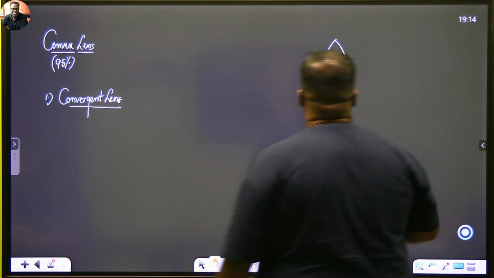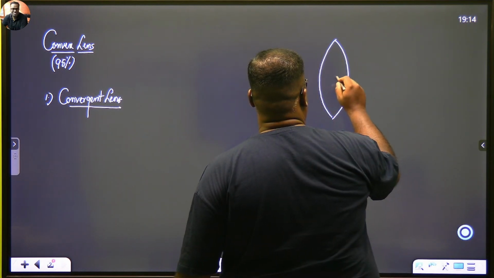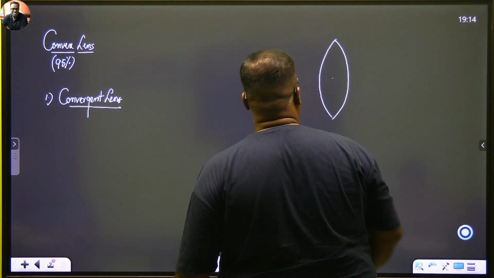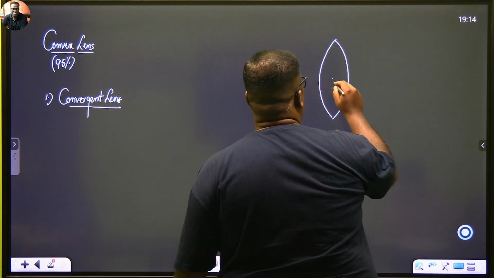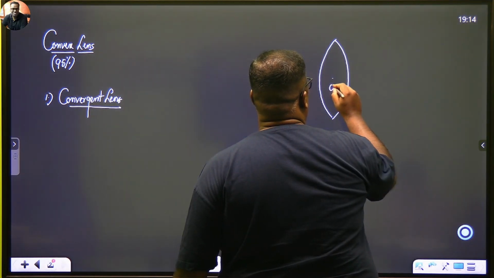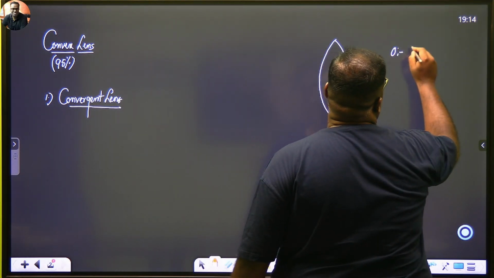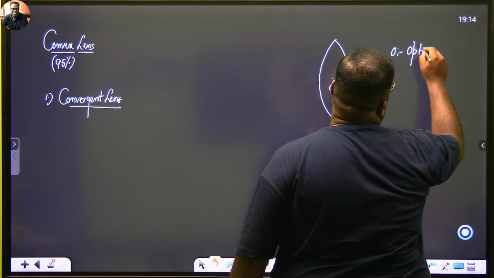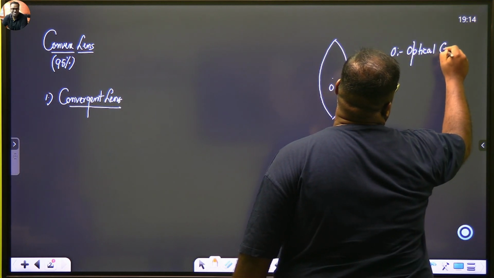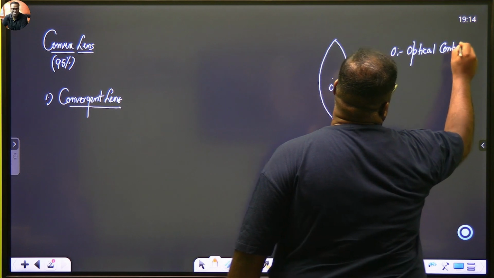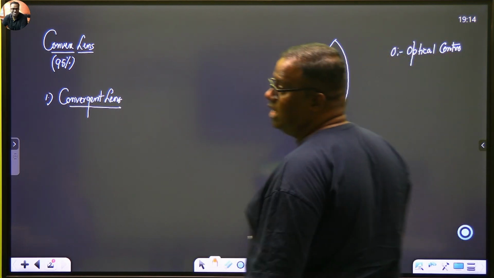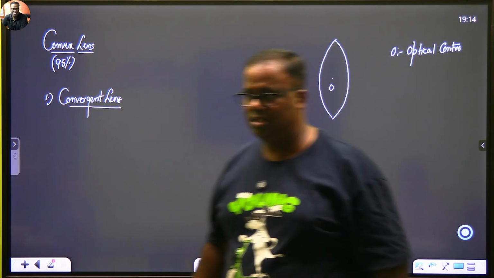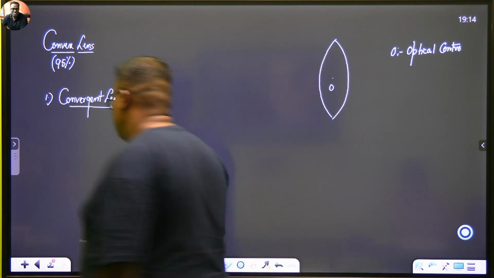There will be a center of this which is usually denoted by O, and my O is known as the optical center. Optical center. Thin lenses are all these lenses that we wear. Thin lens, optical center. Right.